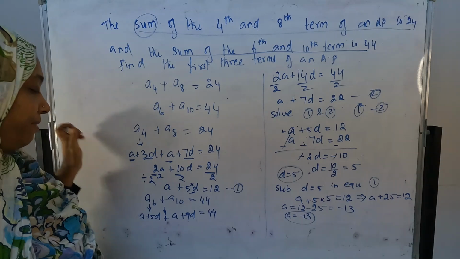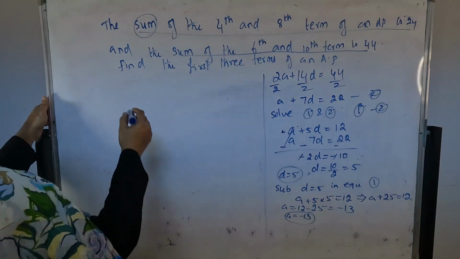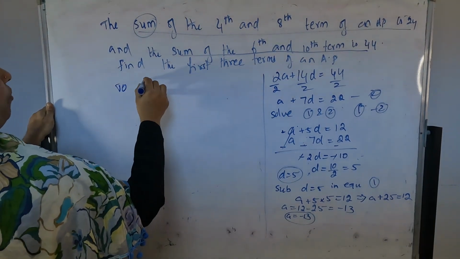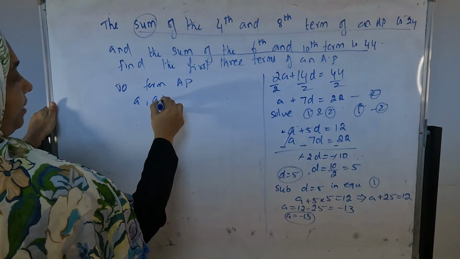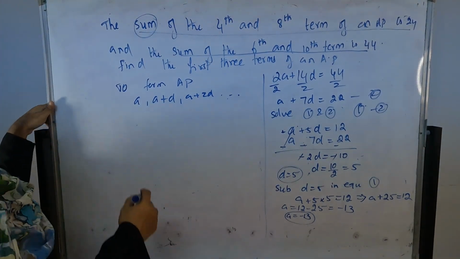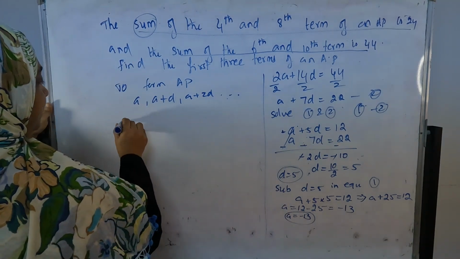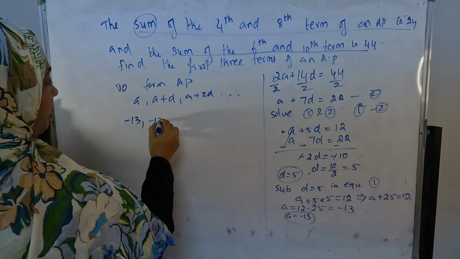If a and d are there, we can create the AP very easily. So to form the AP, what is the formula we are using? a, a plus d, a plus 2d. Even if you don't know this formula, as I already told you, write the first term, and whatever the difference is, then you add that difference.